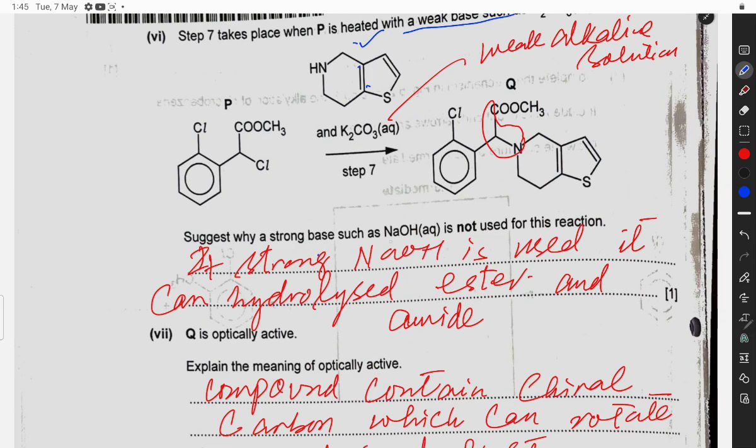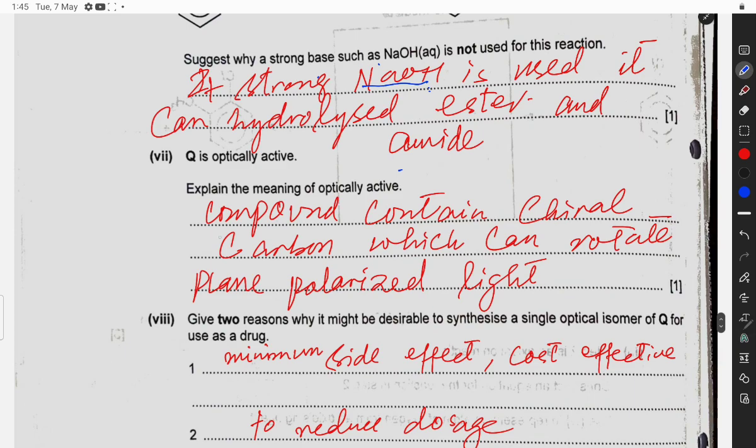Suggest why a strong base such as sodium hydroxide is not used for this reaction. If strong sodium hydroxide is used, it can hydrolyze ester and amide. Okay, so that's why we can't use a strong base over here. Q is optically active. Explain the meaning of optically active. Compounds contain chiral carbon. Chiral carbon is that carbon which is surrounded by 4 different groups and which can rotate plane polarized light.